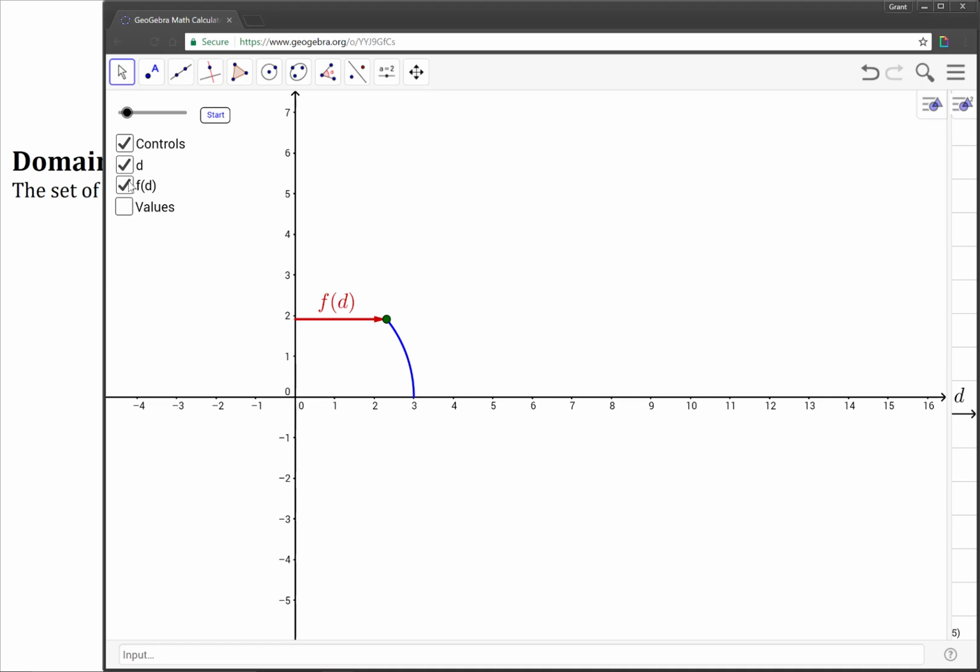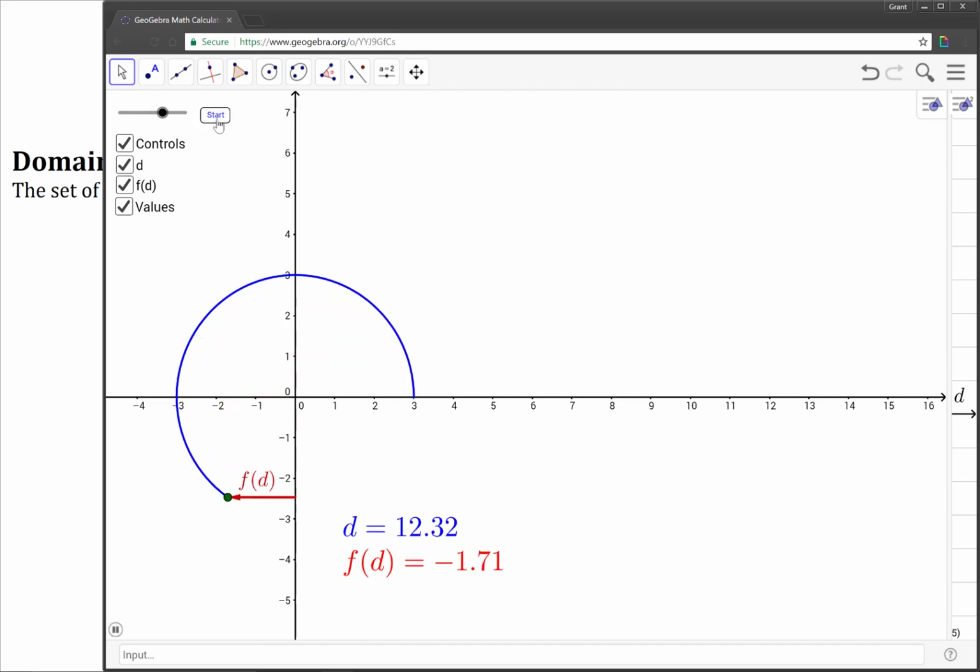Since the point's distance to the right of the vertical axis is a function of the distance the point has traveled, we can define a function f to represent the point's distance to the right of the vertical axis in terms of the distance the point has traveled. I have these values shown here, and as the point travels, we can track d and f of d. So as the point moves, d and f of d vary together.